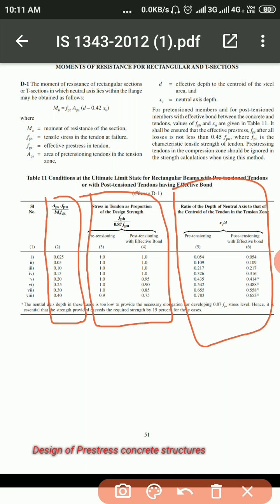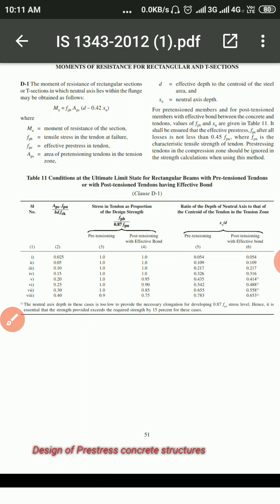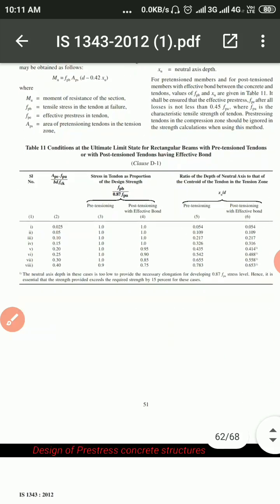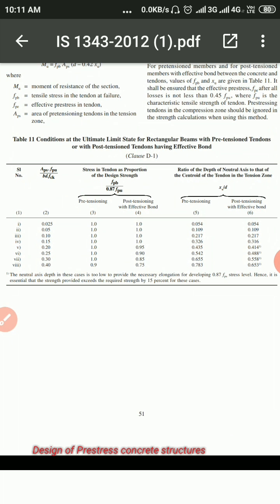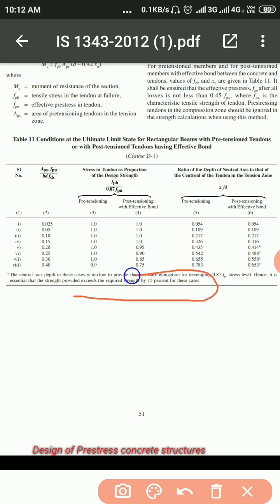Just remember, it is in Annexure D, page number 51. They have one statement: the neutral axis depth in these cases is too low to provide the necessary elongation for developing the 0.87 FPU stress level. Hence it is essential that the strain provided exceeds the required strain by 15% for this case. This is a very important statement, and we have to take note of it.